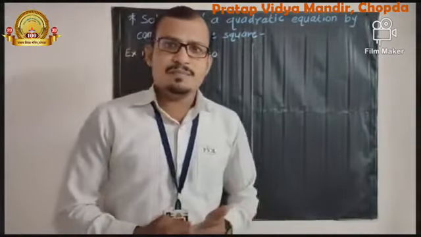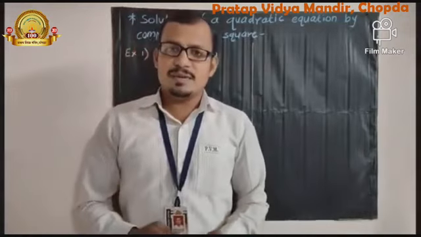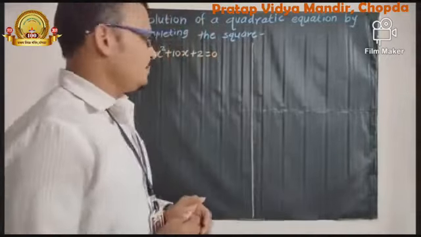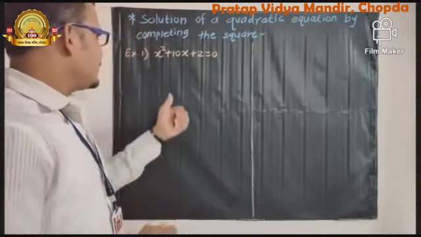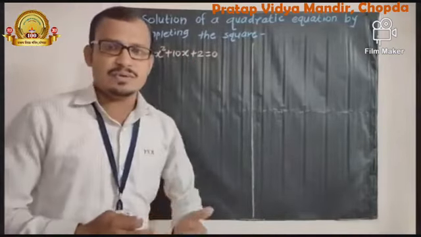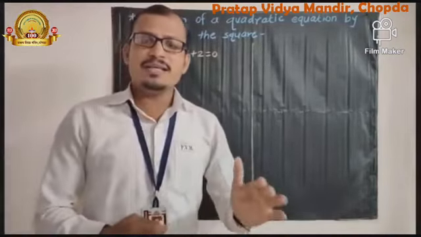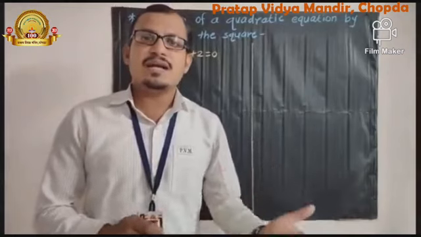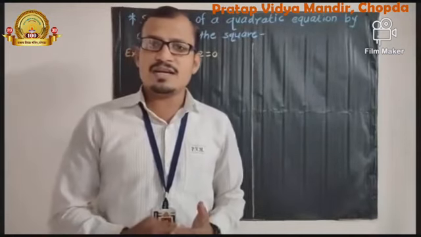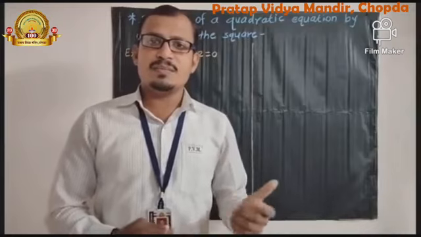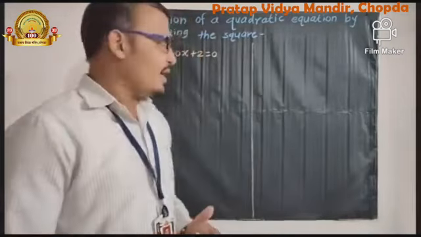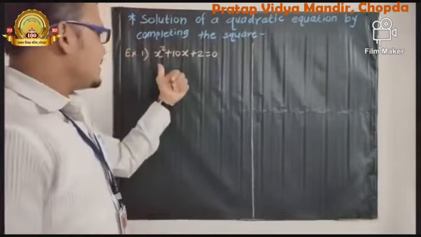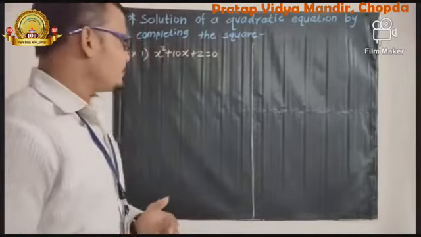Friends, to solve quadratic equations by using the completing square method, we have to do just a few simple steps. So let us start with the example. Our first example for completing square method is x square plus 10x plus 2 is equal to 0. To solve any equation by completing square method, first write the given equation in the standard form of the quadratic equation. What is the standard form? ax square plus bx plus c is equal to 0. And here the given equation is already in the standard form.